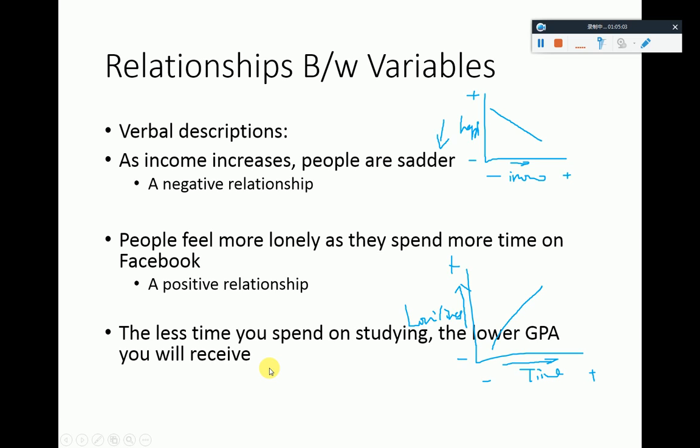Lastly, I believe, the less time you spend on studying, the lower GPA you will receive. What do you think? Is this a positive correlation or, sorry, a negative correlation? What do you think? The less time you spend on studying, the lower GPA you have. Well, while you're thinking, let me draw out the statement here.